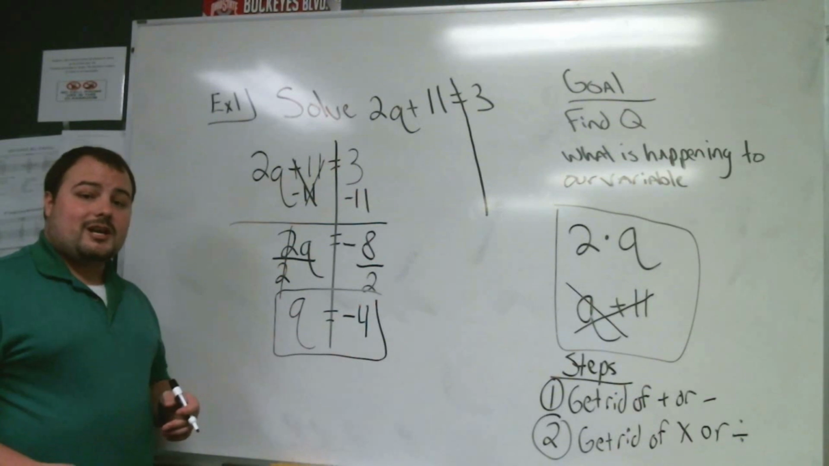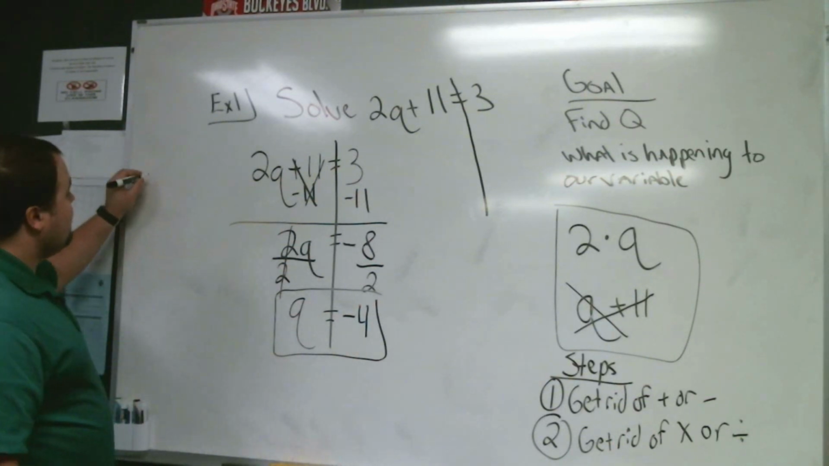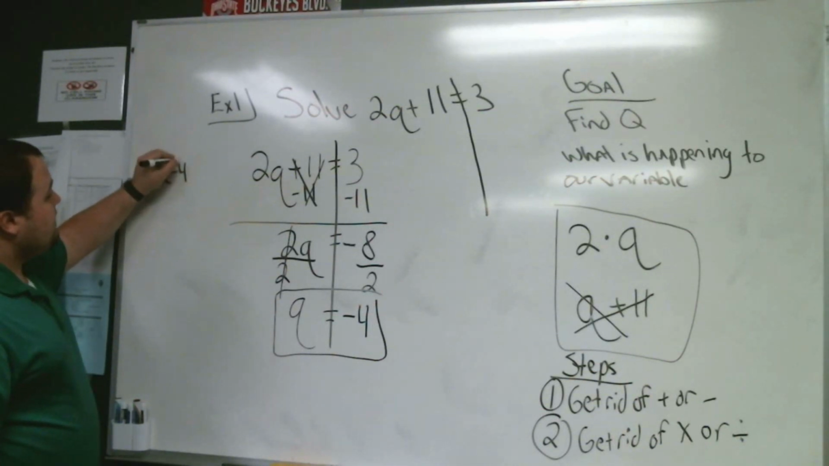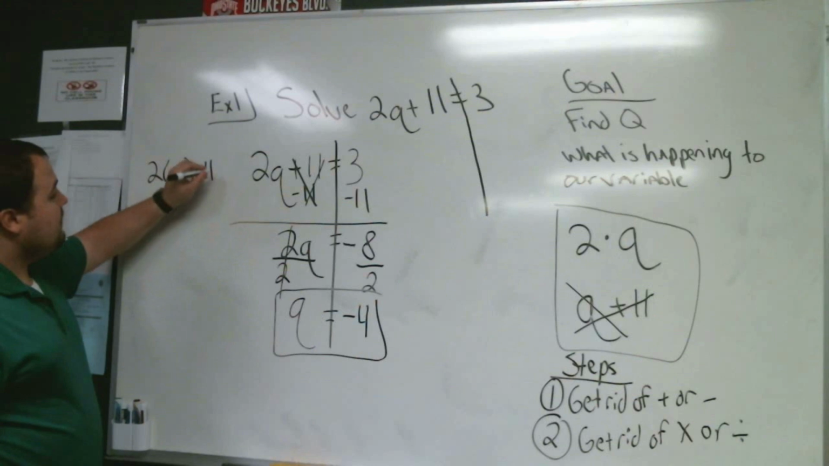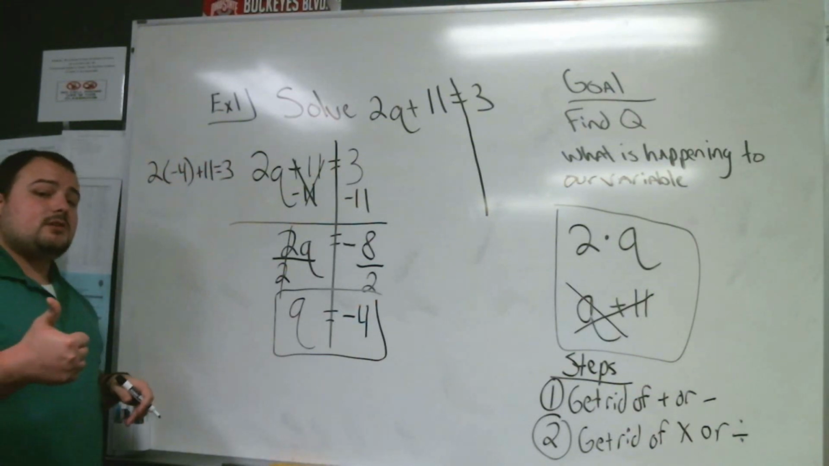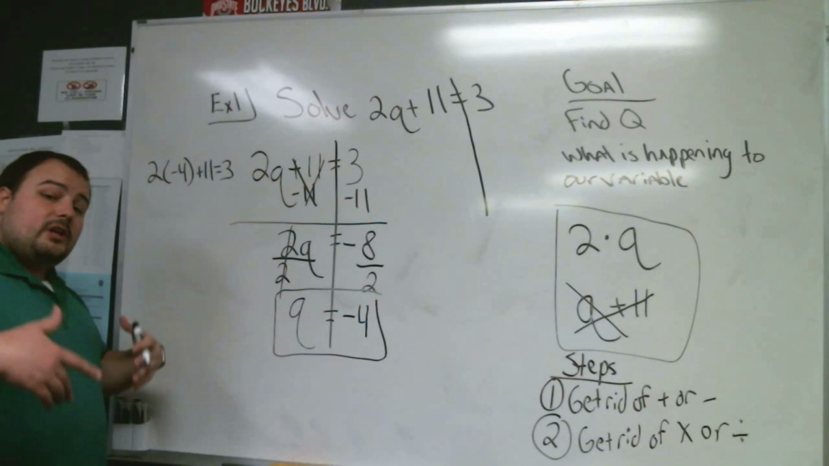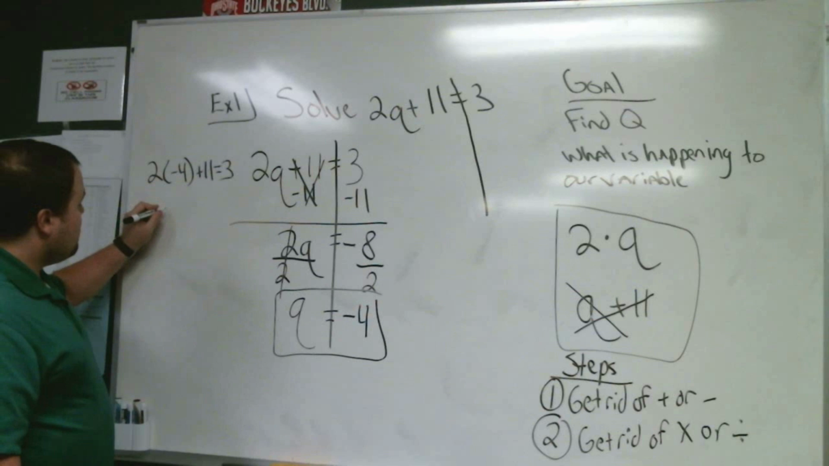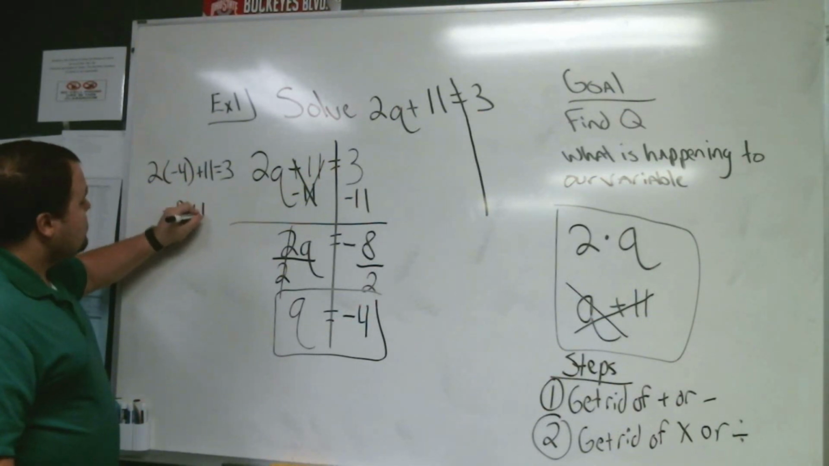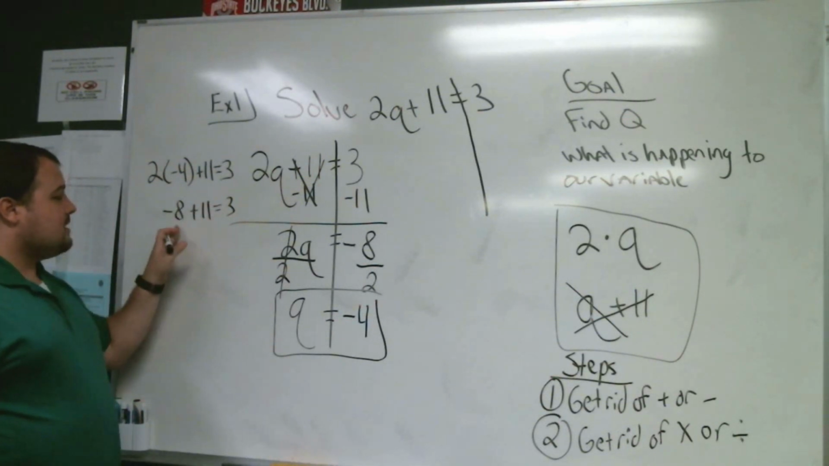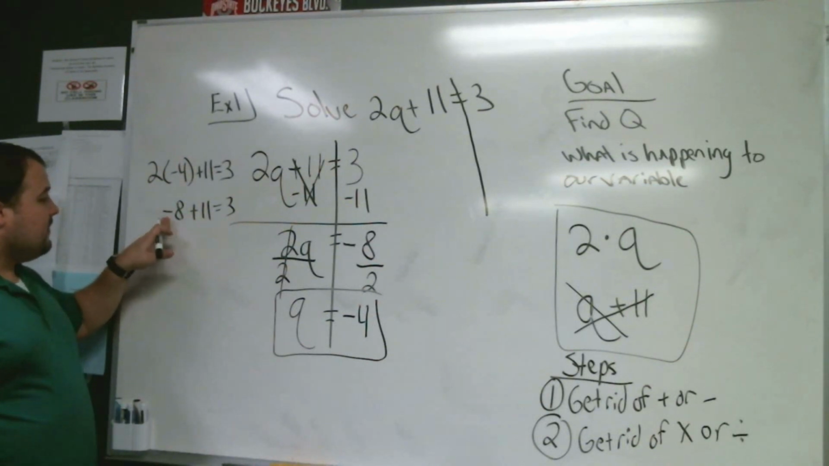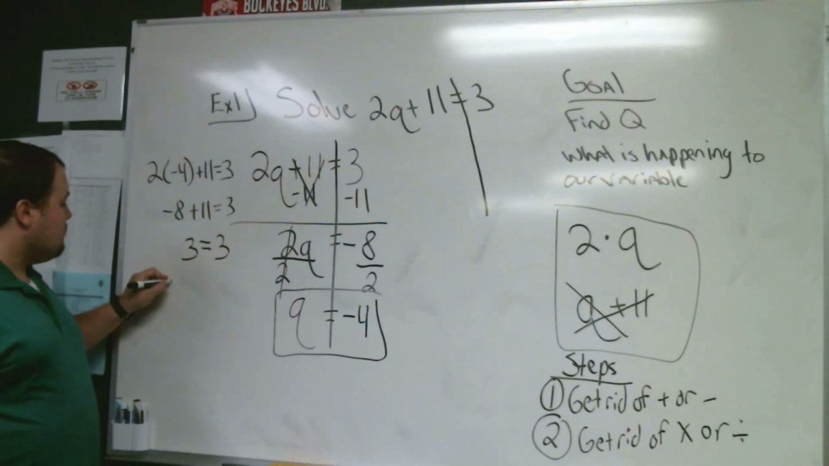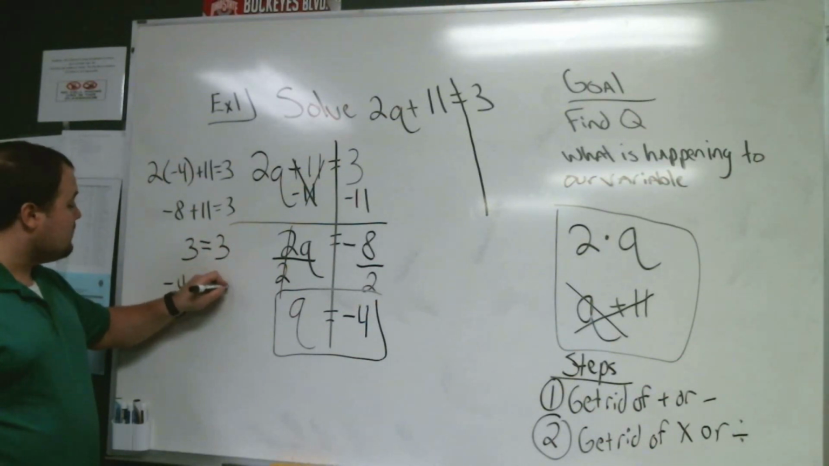Now what I'm going to do is check it by working it out. I'm going to write it over here. I have 2, I'm going to multiply by negative 4, I'm going to add 11 and see if it equals 3. If it does equal 3, we're good to go. If it doesn't, we need to go back and change our answer because the answer we got is wrong. 2 times negative 4, that's negative 8. So I have negative 8 plus 11, and my job is to see if it equals 3. Well, negative 8 plus 11, that's 3. And 3 does equal 3, so negative 4 is correct.